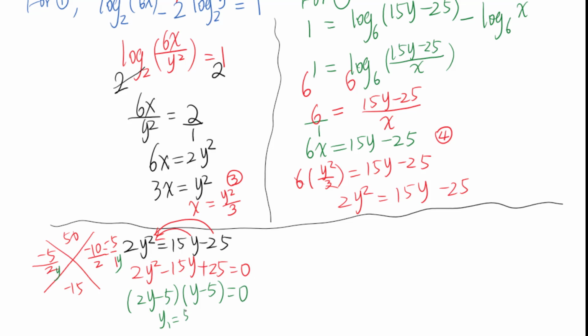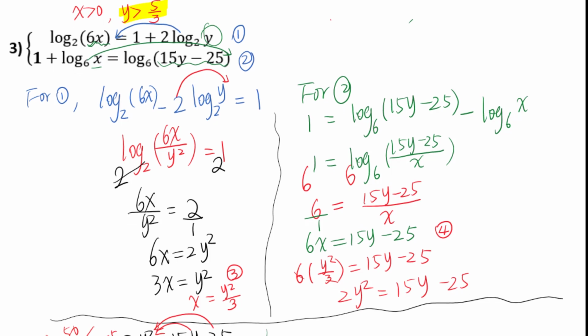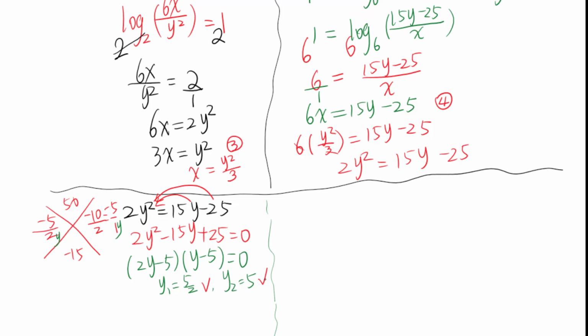y1 equals 5 over 2, and y2 equals 5. Check the domain for y. y is greater than 5 over 3. We got y1 equals 5 over 2 and y2 equals 5, both greater than 5 over 3. These two are the solutions for y.